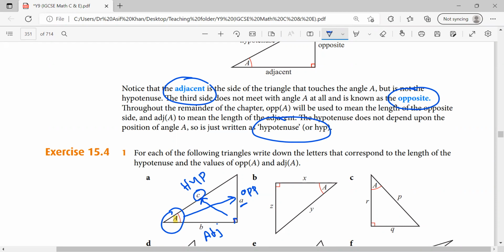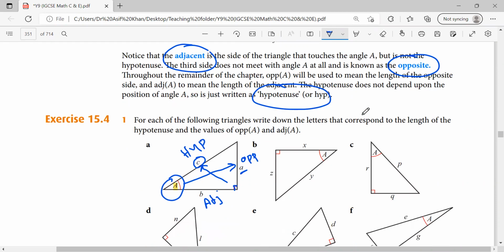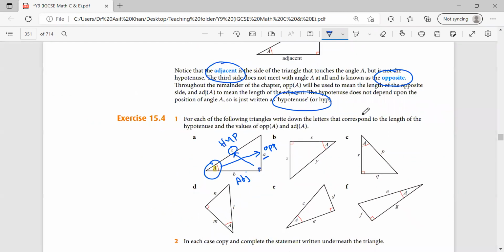Whenever any right angle triangle is given, you should be aware of which side is adjacent and which side is opposite. The hypotenuse is easily identified. So you should write the names: hypotenuse, opposite and adjacent. Till here it is clear? Any question? Then please ask.